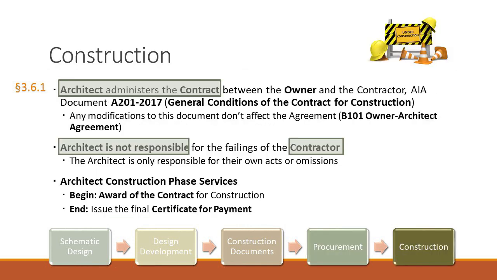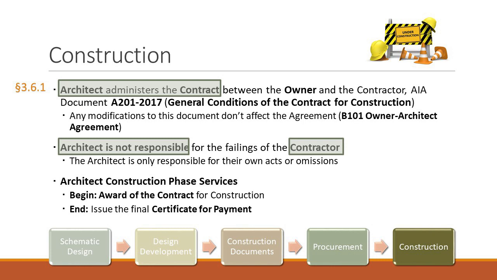Once you've completed procurement and found the contractor, you're ready for the construction phase. The architect shall provide administration of the contract between the owner and the contractor as set forth below and in AIA document A201-2017, General Conditions of the Contract for Construction. If the owner and contractor modify AIA document A201-2017, those modifications shall not affect the architect's services under this agreement unless the owner and the architect amend this agreement. The architect shall advise and consult with the owner during the construction phase services.